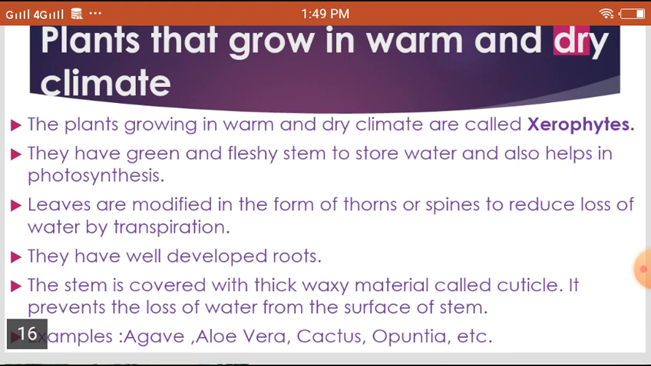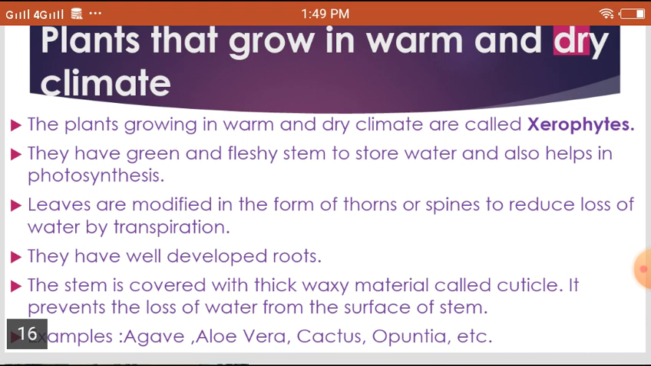These plants also have well developed roots to absorb water and minerals. The stem is covered with thick waxy material called cuticle, and the cuticle prevents the loss of water from the surface of the stem. Some examples of this type of plants are agave, aloe vera, cactus, opuntia, etc. These are some examples of plants growing in warm and dry climate.